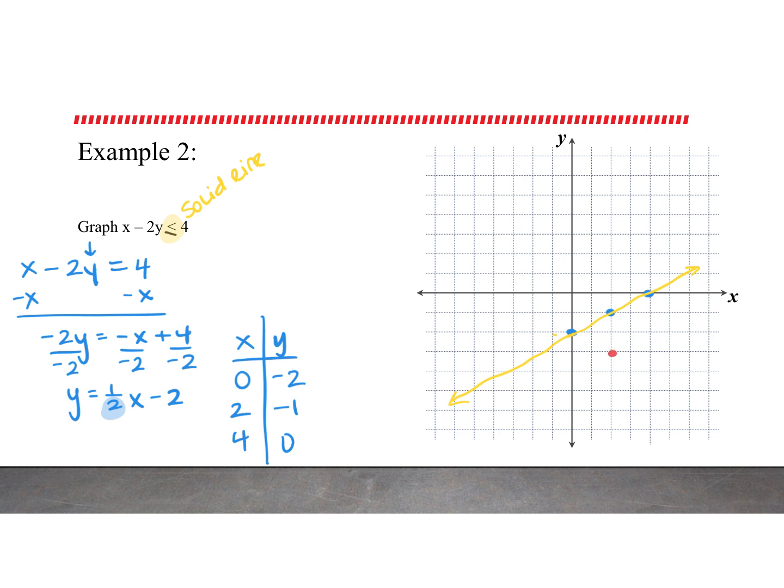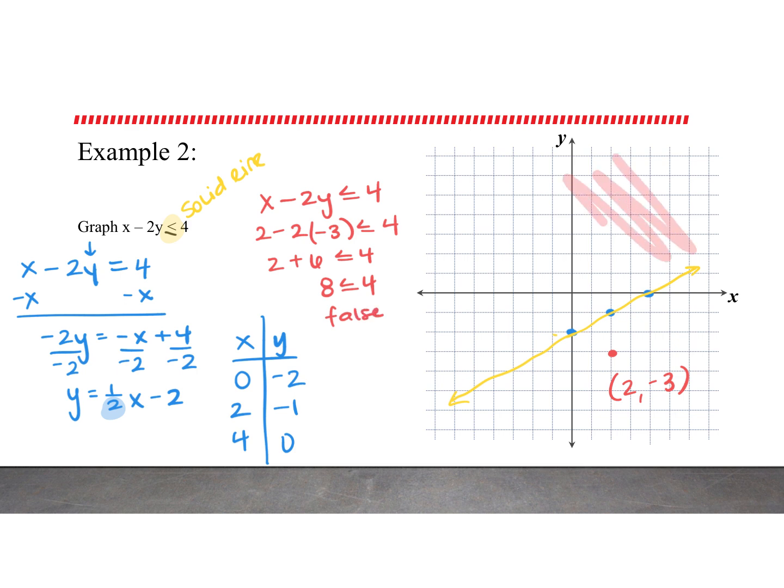So (2, -3). We're going to go back to our original equation with our inequality, and we're going to plug in 2 for x, -3 for y. We have 2 plus 6. And then we ask ourselves, is 8 less than or equal to 4? That is false. That is not true. So we are going to shade on the other side of our boundary line.